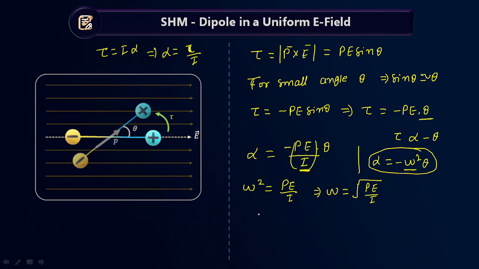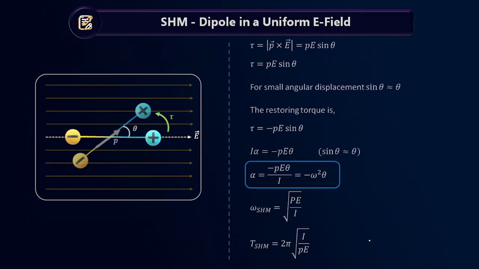Yes or no? Now we know that the time period equals 2 pi by omega. T is the time period of SHM, not torque. The time period of SHM equals 2 pi by omega. Omega is root of PE by I, so it becomes 2 pi root under I by PE. Yes or no? Not clear, sir? Clear, sir? So this will be our answer. The time period will be equal to 2 pi root under I by PE. Hope it is clear to all of you, right?